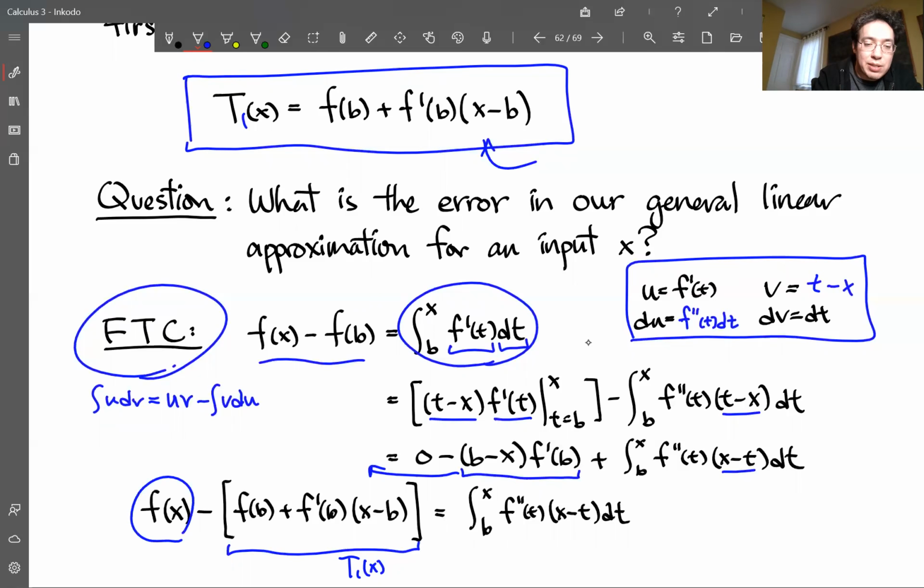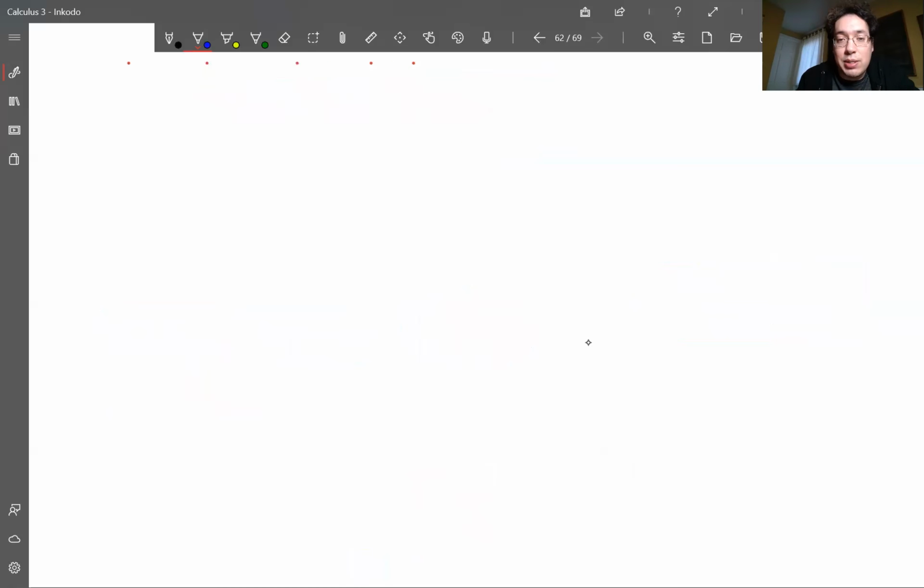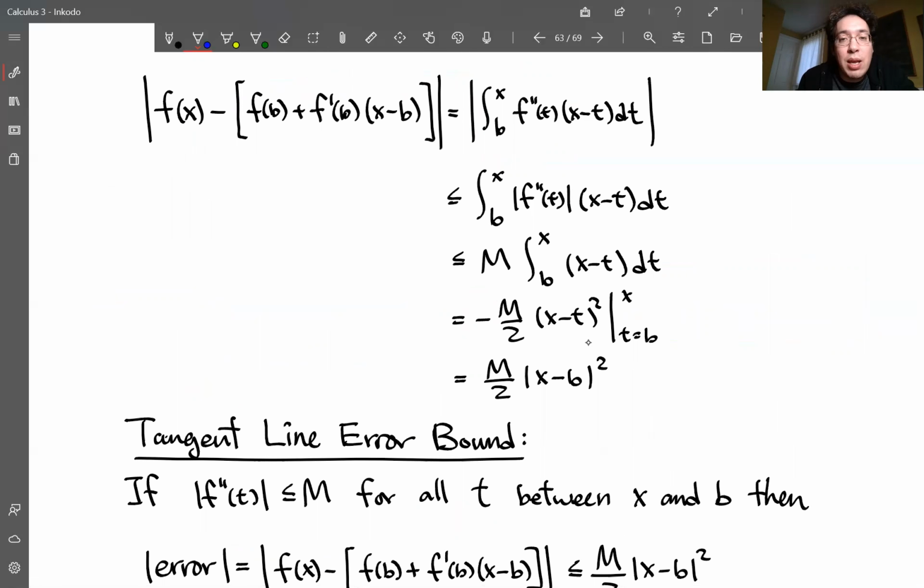So this is the original function, and if you subtract away the approximation, you get the error. The error itself is represented by this integral right here. Now, this is a complicated expression involving the second derivative multiplied with something else, so it's not an easy thing to compute. But let's say we have some way of approximating the second derivative. I'm going to assume that the second derivative is no bigger than some number big M.